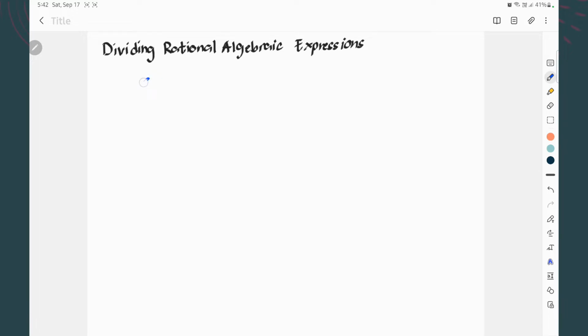So the first one is A over B divided by C over D. Technically the rule is that you get the reciprocal of your divisor, which is C over D. So you get the reciprocal, and A over B stays, then interchange the position of the numerator and the denominator, so you have now D over C. And then proceed to multiplication. Therefore, you have now AD over BC.